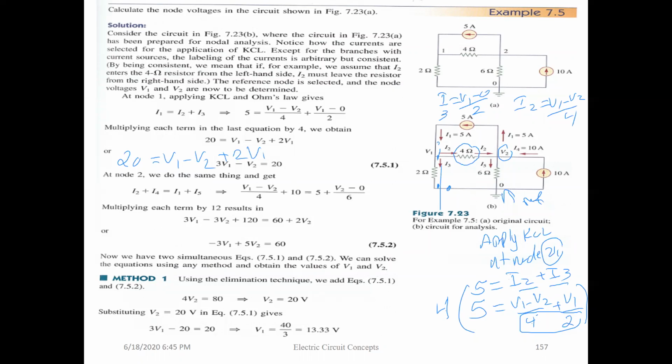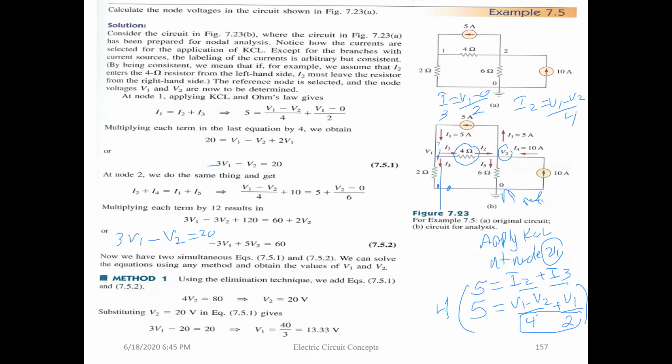So now we have 3V1 minus V2 equal to 20, which is the same as this equation. So after we reach that equation, we are done with the first node.